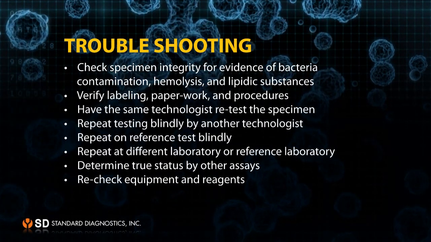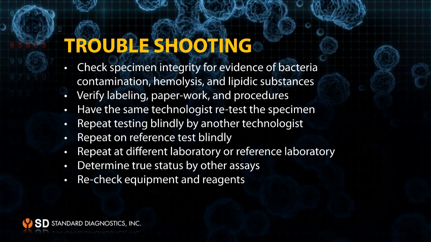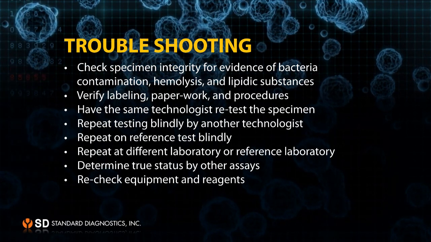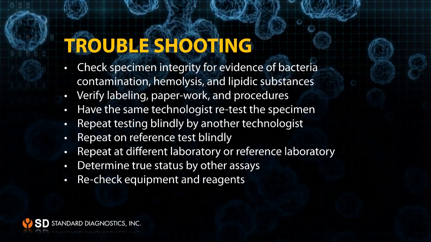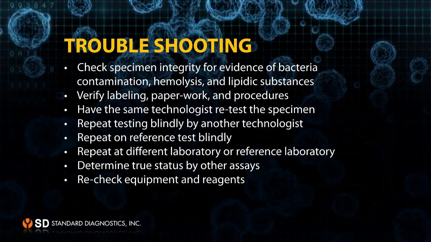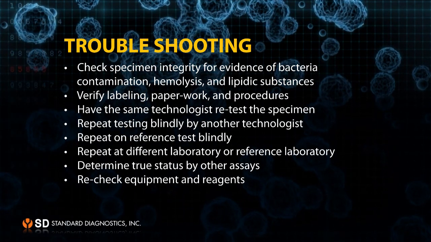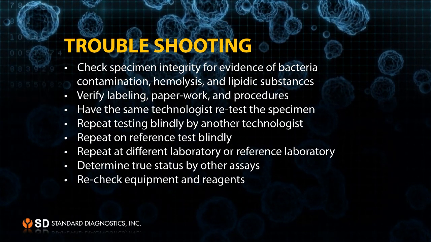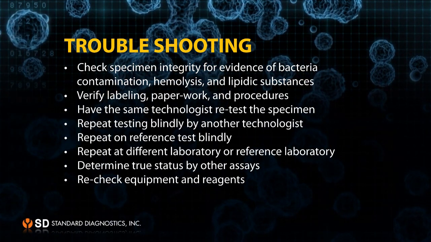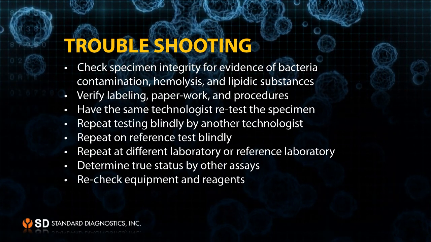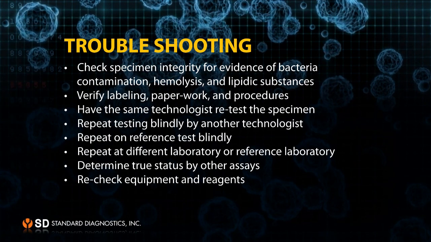When you have a problem with your test, it could be solved by the following. Check specimen integrity for evidence of bacterial contamination, hemolysis, and lipidic substances. Verify labeling, paperwork, and procedures. Have the same technologist retest the specimen. Repeat testing blindly by another technologist. Repeat on a reference test blindly. Repeat at a different laboratory or reference laboratory. Determine true status by other assays. Recheck equipment and reagents.